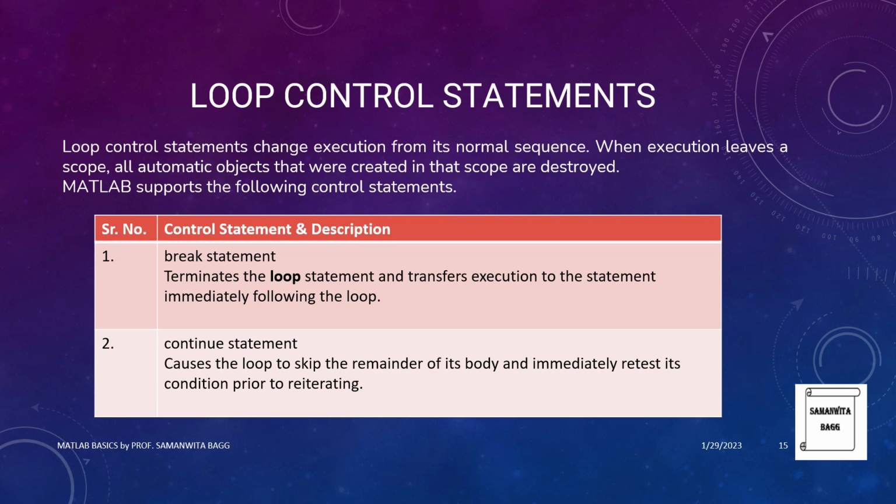The first one is called the break statement. It terminates the loop statement and transfers execution to the statement immediately following the loop. And the second one is the continue statement. It causes the loop to skip the remainder of its body and immediately retest its condition prior to reiterating.